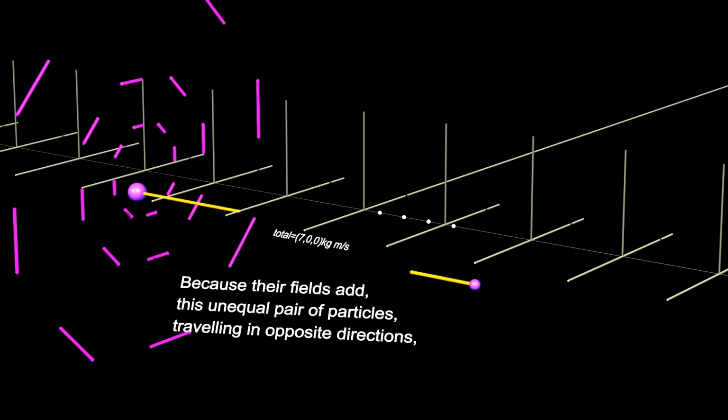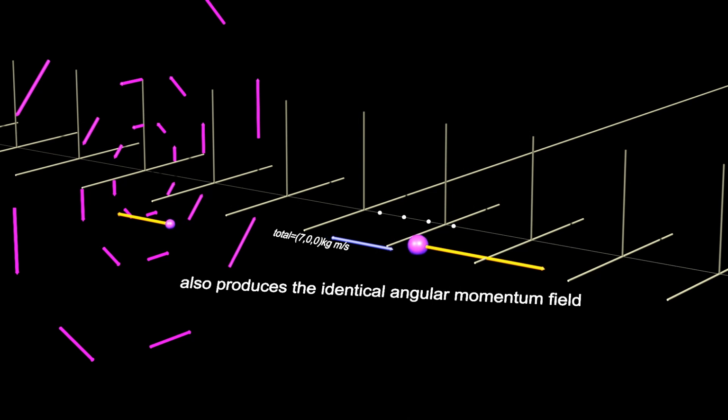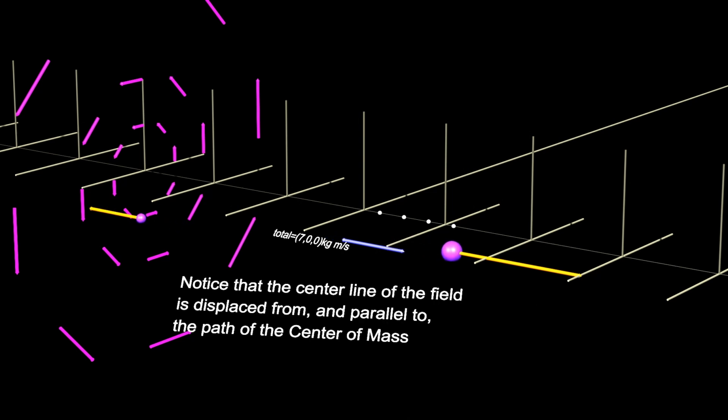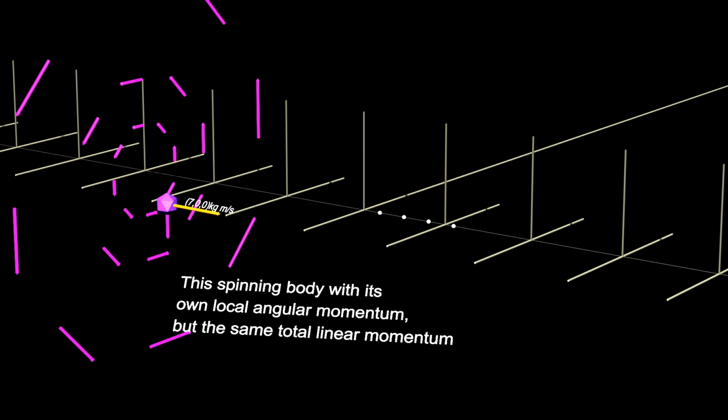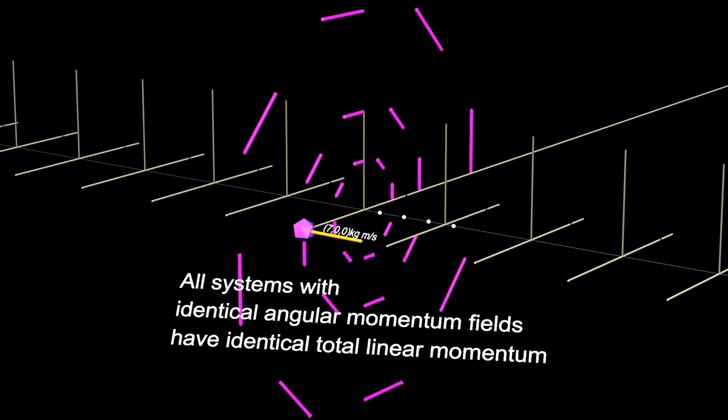Because their fields add, this unequal pair of particles traveling in opposite directions with the same total linear momentum, whose center of mass is traveling parallel to the x-axis, also produces the identical angular momentum field. Notice that the center line of the field is displaced from and parallel to the path of the center of mass. This spinning body with its own local angular momentum, but the same total linear momentum, also produces the identical angular momentum field. All systems with identical angular momentum fields have identical total linear momentum.